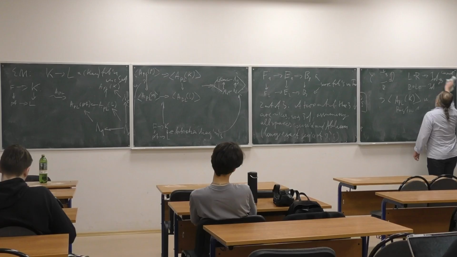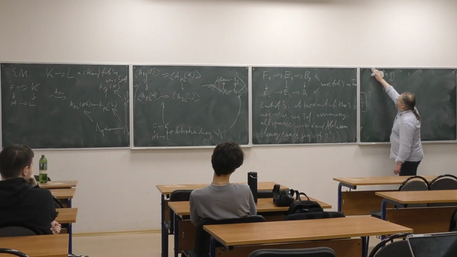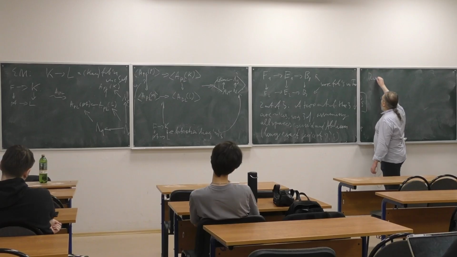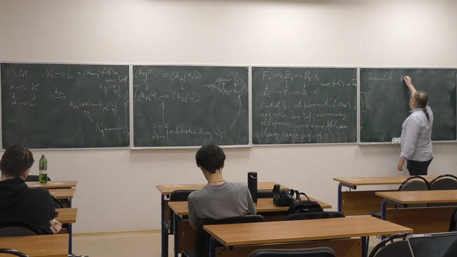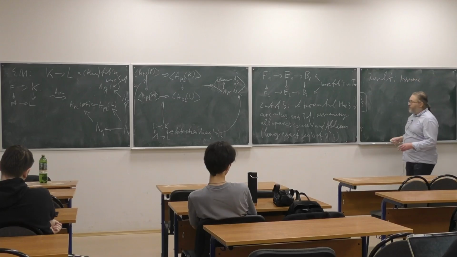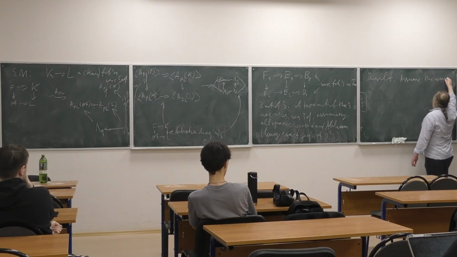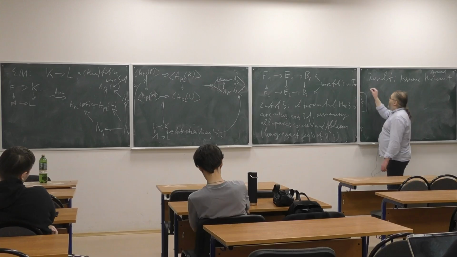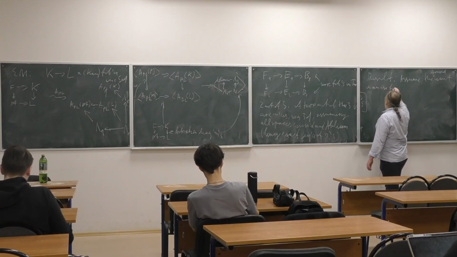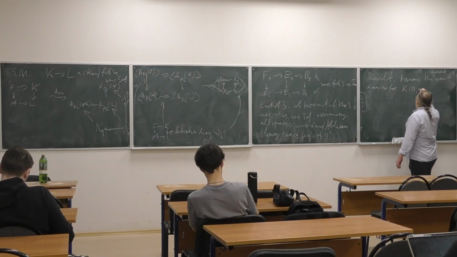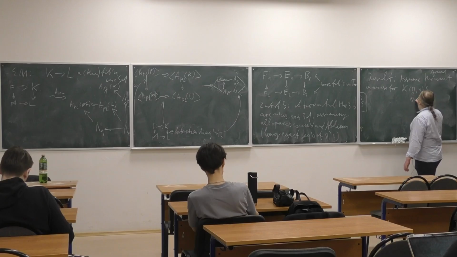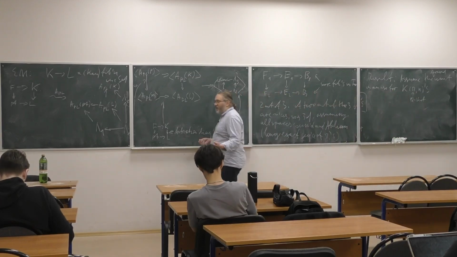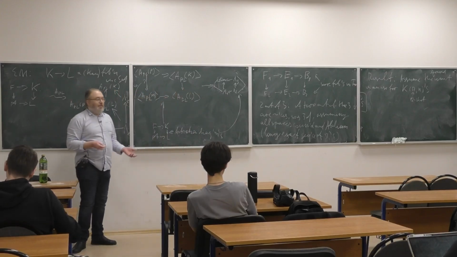So, let's assume that the derived unit is an isomorphism for K(π,1)s, K(π,n)s, not necessarily K(π,1)s, where π is a Q-vector space. And let's see what happens.